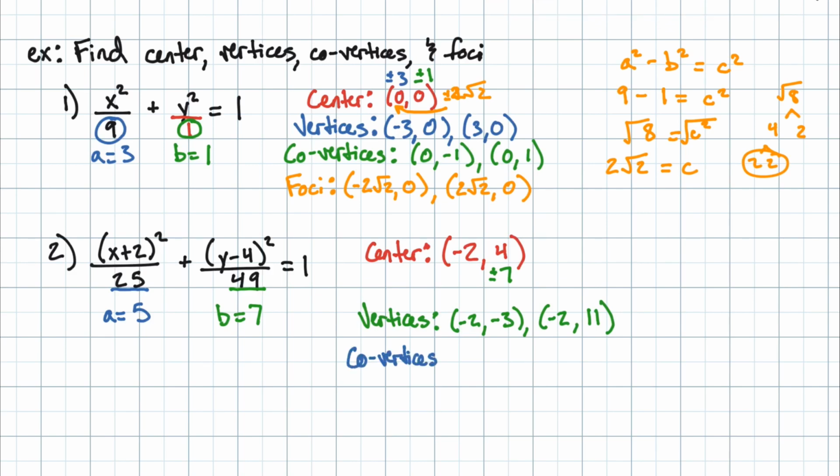Okay, the co-vertices, I know are going to be plus or minus 5 from that x coordinate. So -2 minus 5 is -7, and the y part does not change. -2 plus 5 is +3, and the y part does not change.